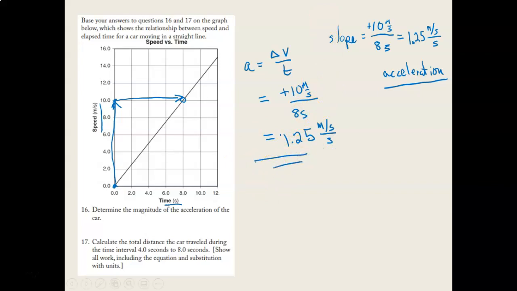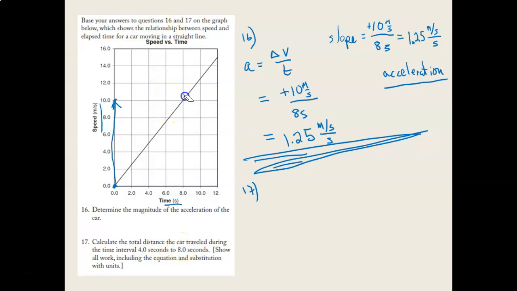Okay, so that's just a couple. Now let's do the second part of the problem. Then we'll be done. Okay, this is part 1. This is question 16. All right, question 17 down here. Calculate the total distance the car traveled during the time interval 4 seconds to 8 seconds. Okay, so we're interested in knowing how far did the car move from 4 seconds, which is here, to 8 seconds, which is here. Okay, so we're interested in this interval of time. How far did the car travel during this interval of time?